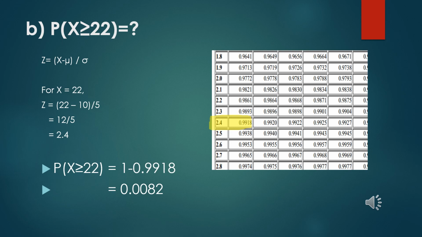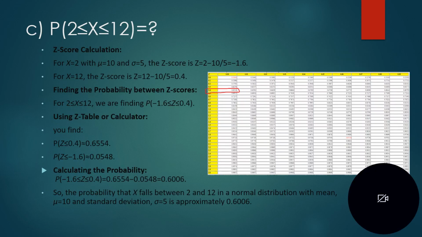This value represents the area to the left of z equal to 2.4 under the normal distribution curve. To find the probability of obtaining a value of 22 or higher, we subtract the cumulative probability from 1, which represents the total probability. Therefore, the probability of encountering a value greater than or equal to 22 in this distribution is 0.0082.